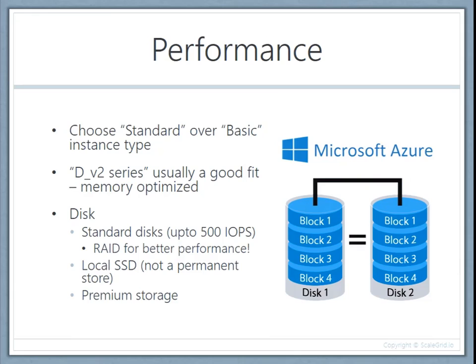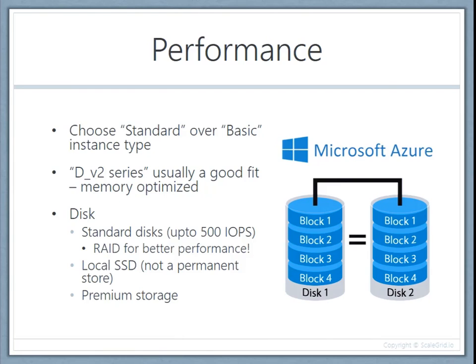There is a standard, there's basic, there's D1, there's DS1, there's DV2, there's DSV2, and there's D11 versus D2. It's really crazy. So you essentially have to make the time to look through all the instance types, because you can easily pick one that doesn't work for you. So what we recommend is go with the DV2 series. It's essentially a memory optimized sort of workload, and what you're paying for is essentially RAM, and you have low performance CPUs.